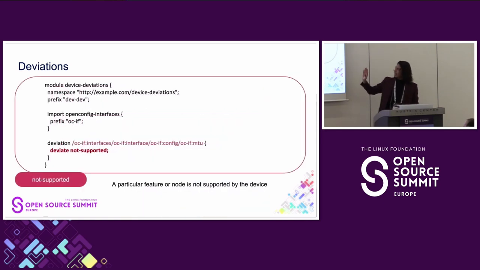For example, I can specify that I'm not supporting something, right? Let's say, for example, in this model OpenConfig is telling me, hey, you can set up the MTU of your interfaces, but then for some reason, my Arista device doesn't support MTU, for whatever reason that may be. Maybe it's not supported now, but in a future release, it will be supported. But for now, I need to tell you that I'm not supporting MTU. So what I'm doing here is that I will publish this .yang file, and I will have this deviation mark up there. And I will say, hey, this specific path, MTU in interfaces, is not supported, right?